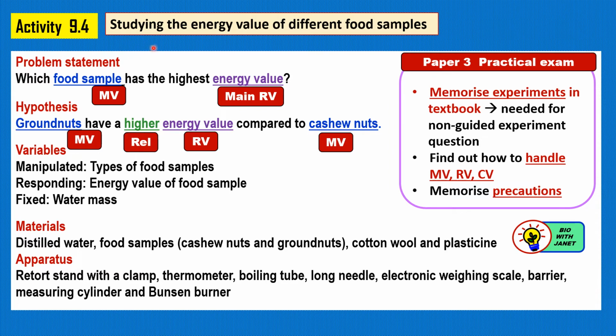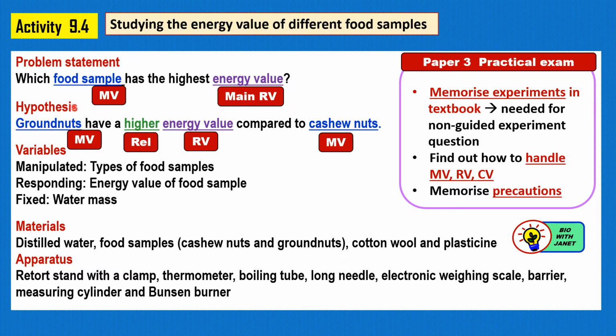So just turn the objective into a question instead. Studying the energy value of different food samples, your problem statement will be: which food sample, which MV, has the highest RV. Which food sample has the highest energy value?